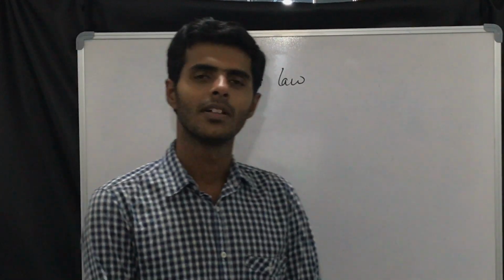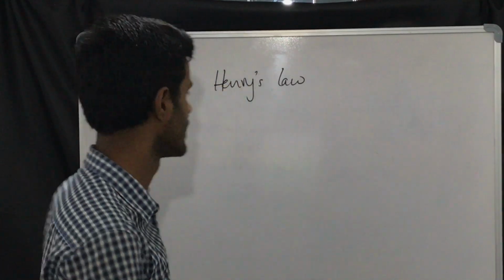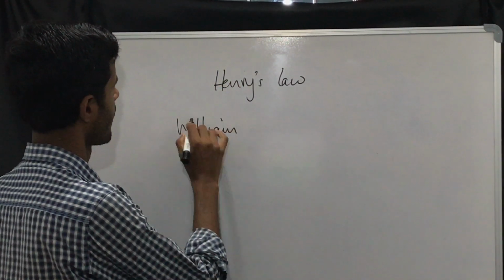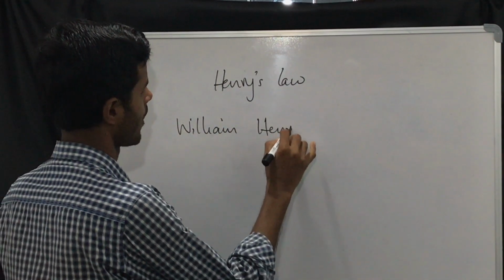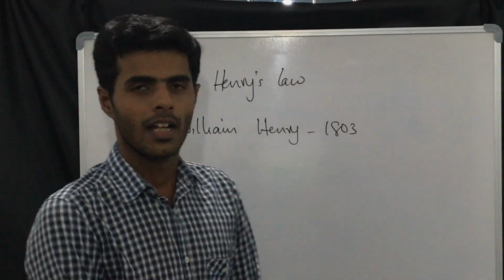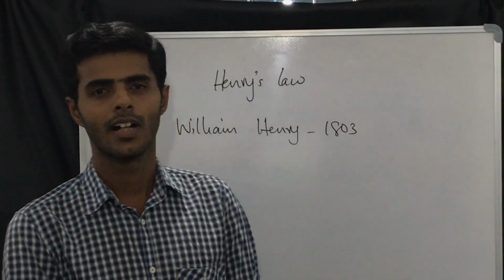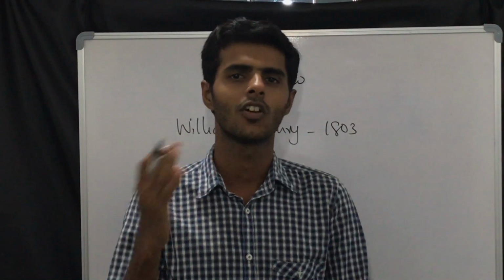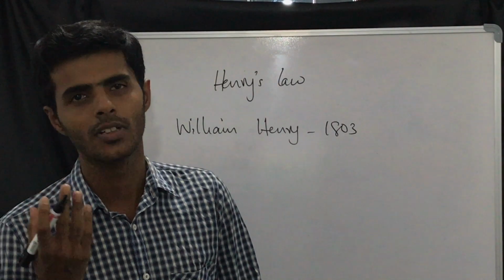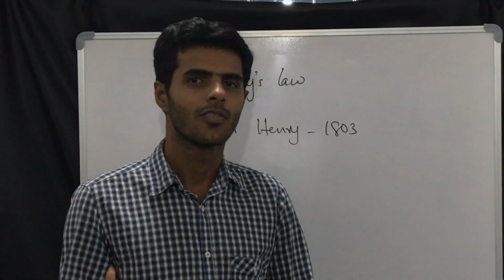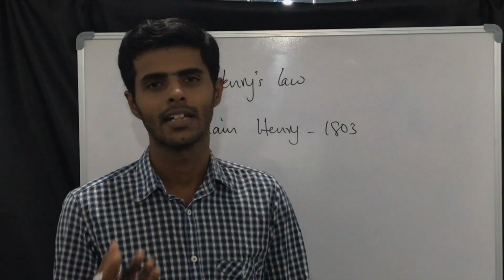Henry's law was formulated by an English physician and chemist, William Henry, in the year 1803. I'll give the definition for Henry's law. At a constant temperature, the amount of a given gas that dissolves in a given volume of liquid is directly proportional to the partial pressure of that gas in equilibrium with that liquid.